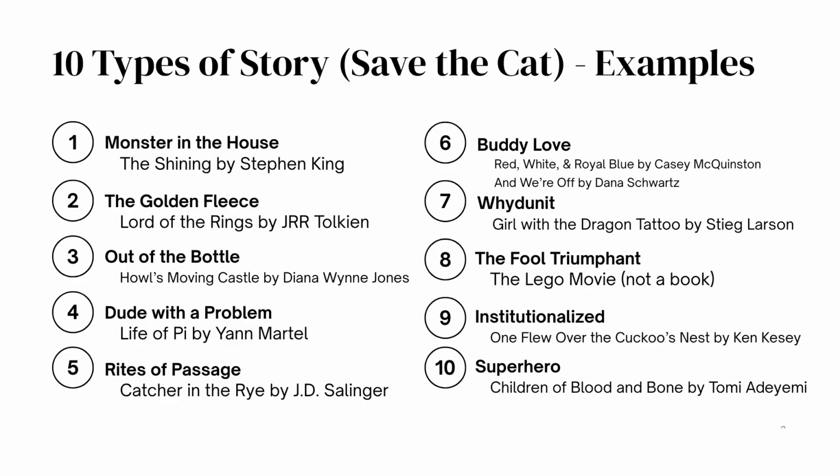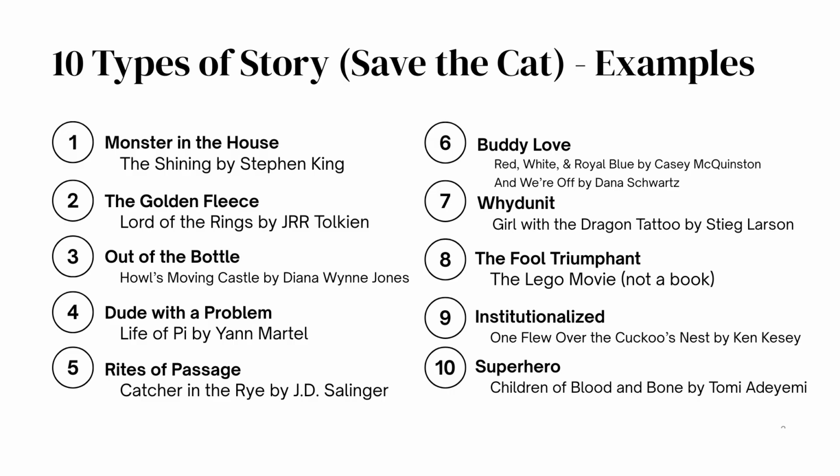Buddy love is a story of love between friends or a romantic love, like Red, White, and Royal Blue by Casey McQuiston, or familial love, like And We're Off by Dana Schwartz, which is a really sweet mother-daughter story. Whodunits are a mystery, like Clue, but whodunits take themselves a little more seriously. An example of a whodunit could be The Girl with the Dragon Tattoo by Stieg Larsson.